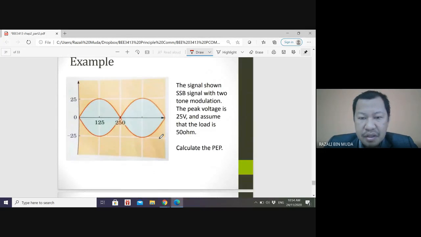Next, you can do this on your own. You have the RL and V peak. You can calculate it yourself.